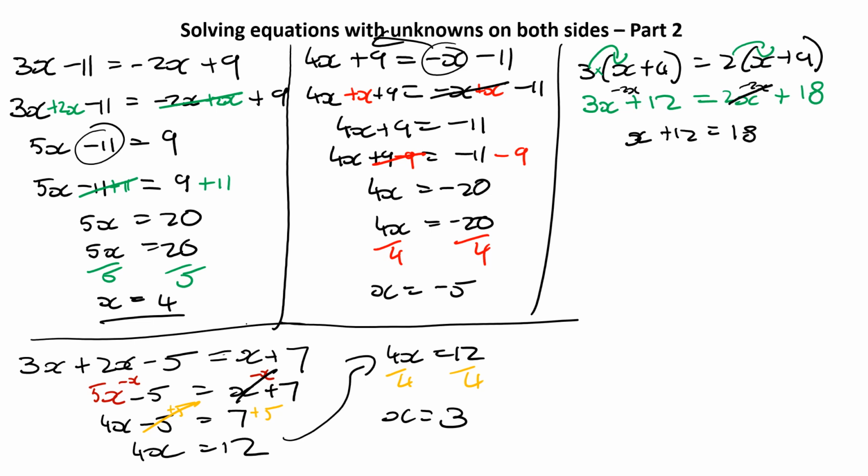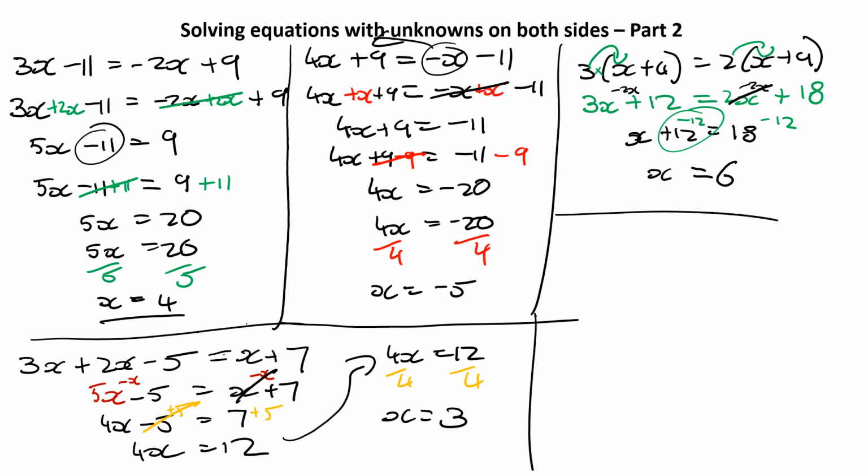And that means now I can go minus 12, because that's the one I want to balance out. I'm going to get minus 12 here. So that means I get an answer of x equals 18 minus 12, so x equals 6.